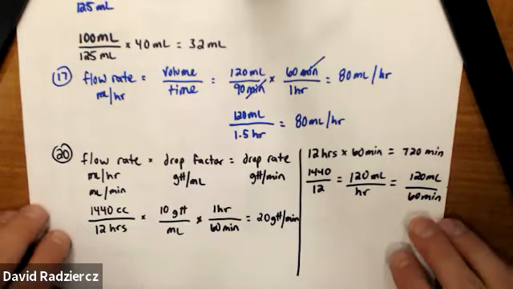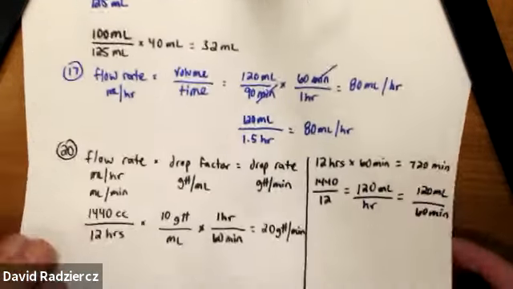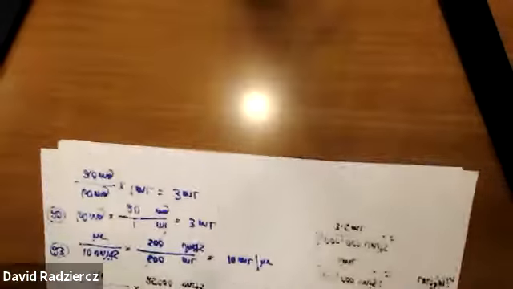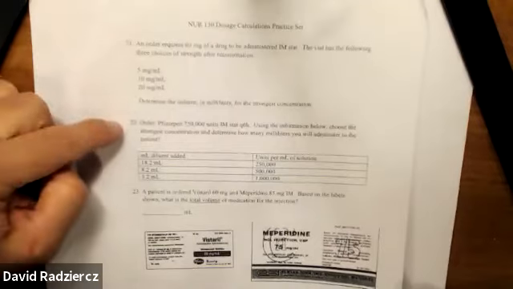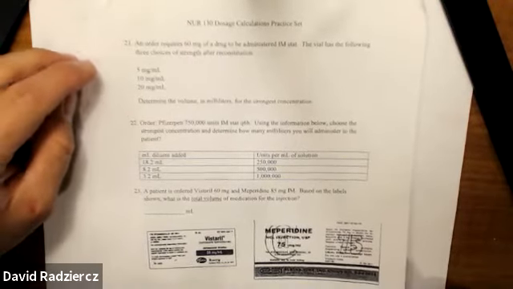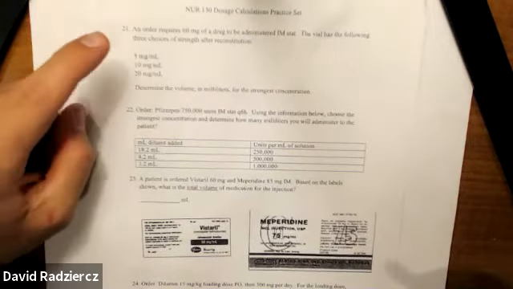All right, 21. All right, so 21. Okay, 21 and 22 are going to be solved the same way. And these are your reconstitution questions.